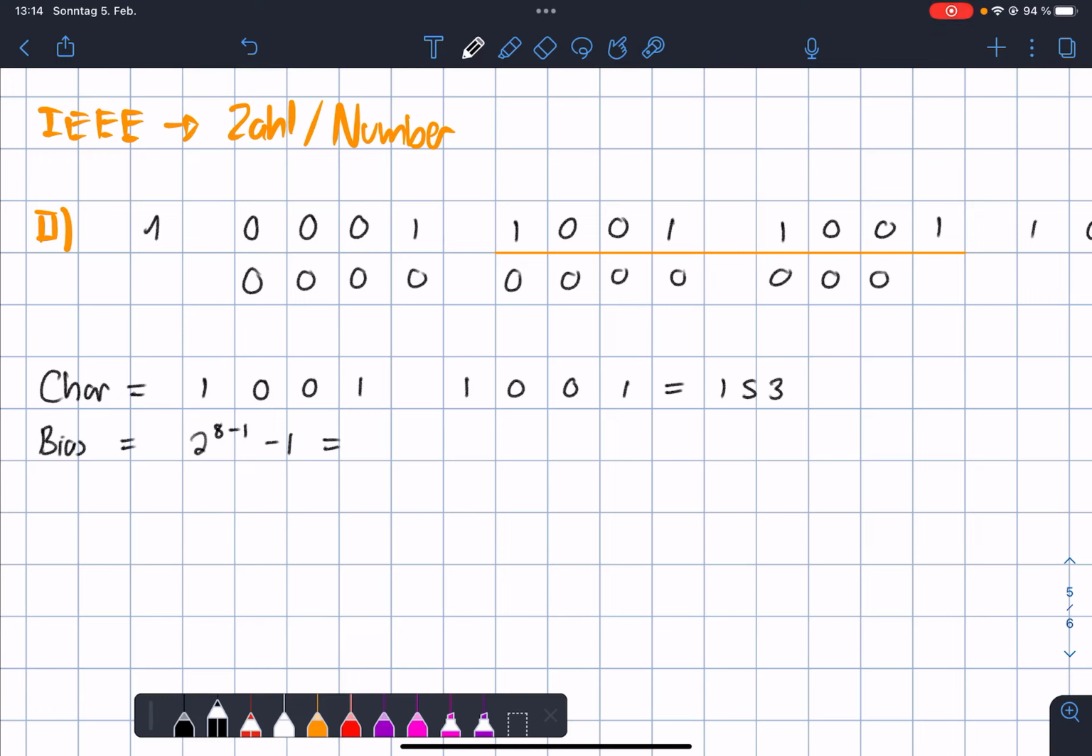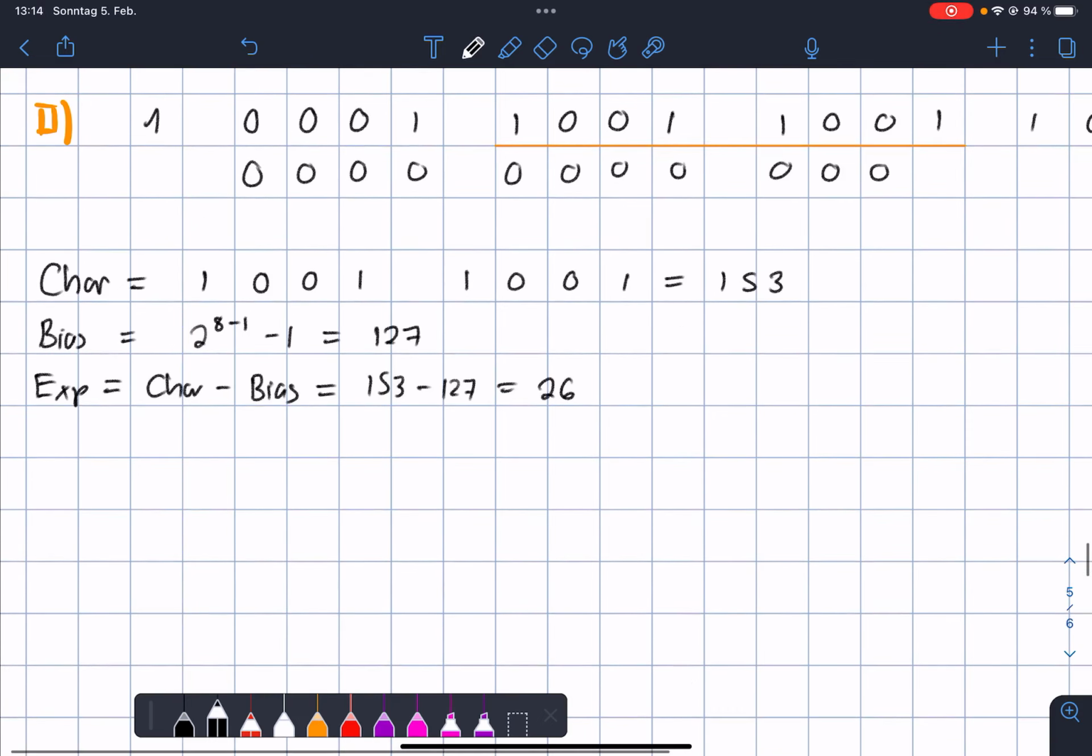So now let's do that in the calculator. Minus 1 and then minus 1. This is going to give us 127, meaning our exponent is basically going to be the character minus a BS. And this is 153 minus 127, which in this case is 26. We have found that. We're going to keep on going.